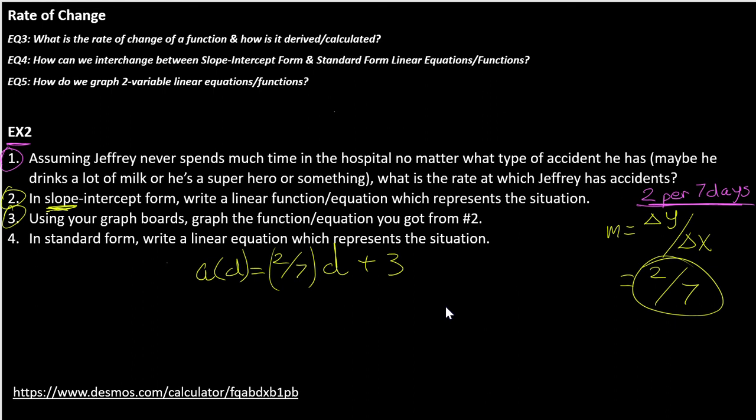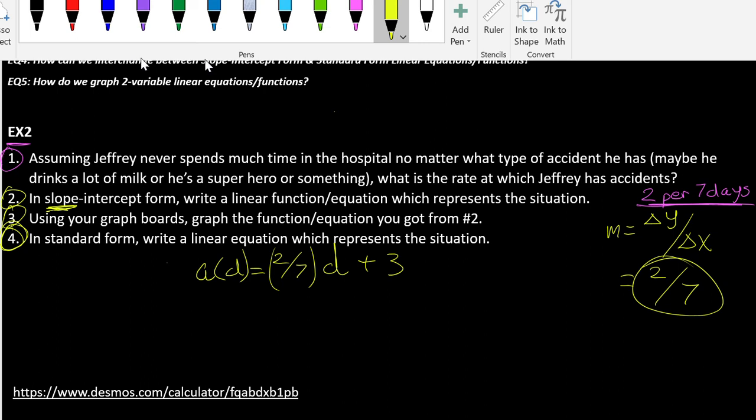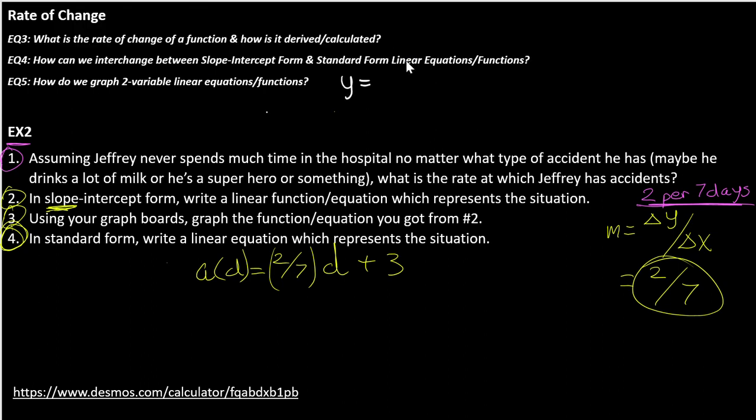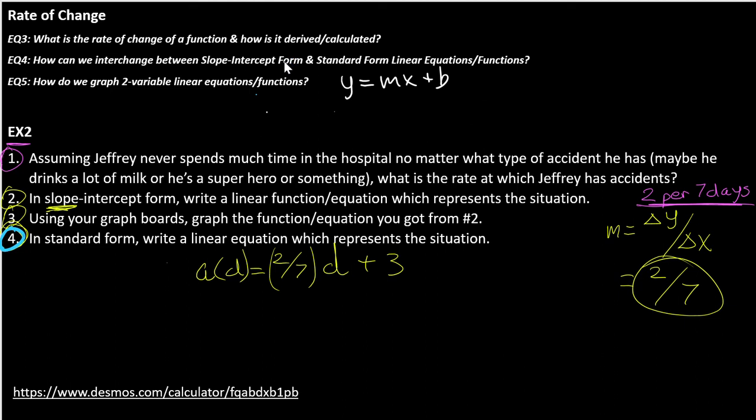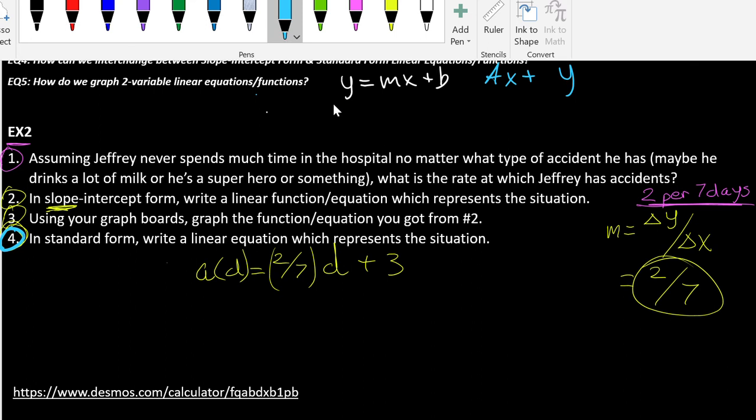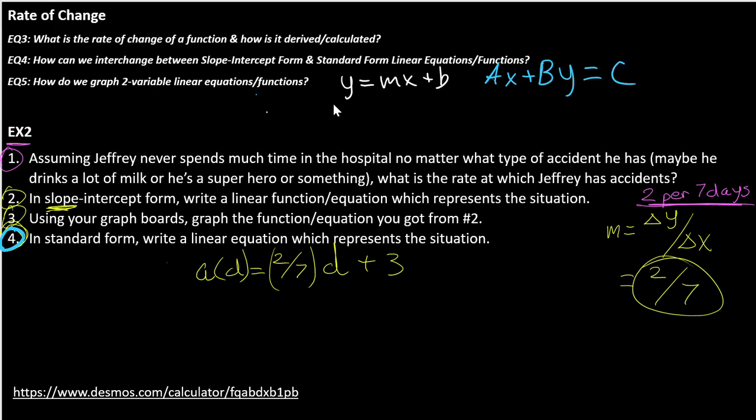Okay, so now we're being asked to write this out in standard form. So if you don't remember, slope-intercept form is like so. And standard form is, and use the color coding here, ax plus By, I'm going to use a capital B, it just bothers me, equals c, right? And we always want to have this first term be positive if we can help it.